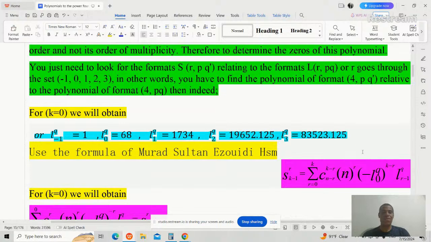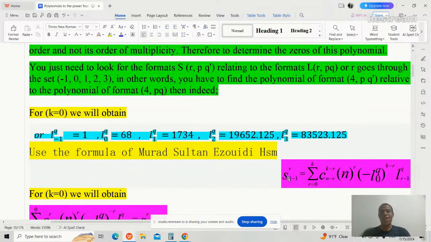This one is called the discriminant formula of Mourad Sultan Ezouidi, labeled as k minus 1 of order R, equal to the sum from 0 to k, combination n minus r choose k minus r, n raised to the power r between parentheses, negative L0 for the q raised to the power k minus r times LR minus q of O dq. Always, learners, while solving polynomial equations, we are going to use this formula of mine. This discriminant formula has been generalized for any polynomial to the power n. Now, learners, I will just focus on k equals 0 in this formula.